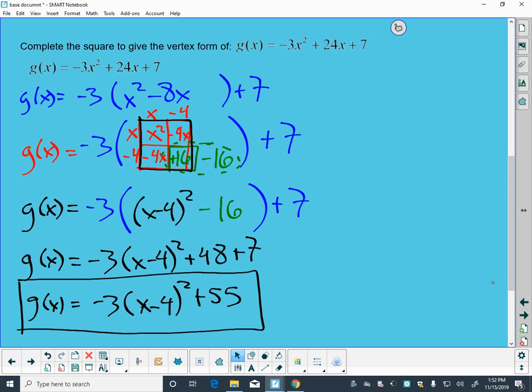And there's a couple of examples for you of how we complete the square using an actual square in that model.